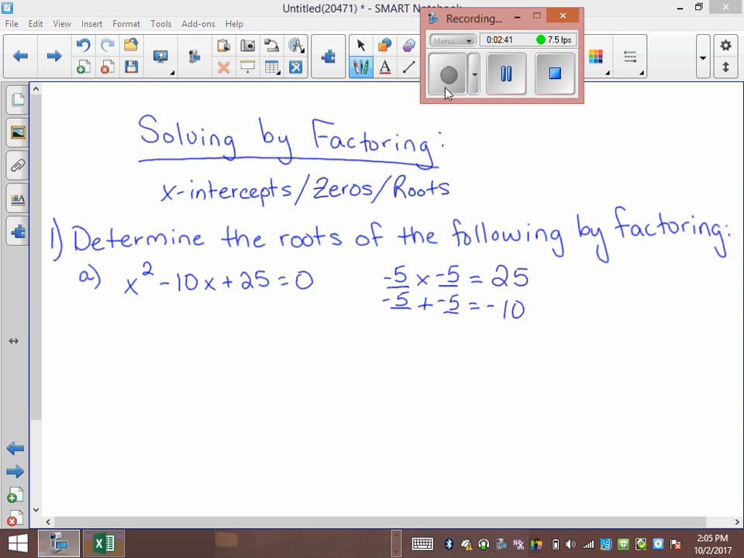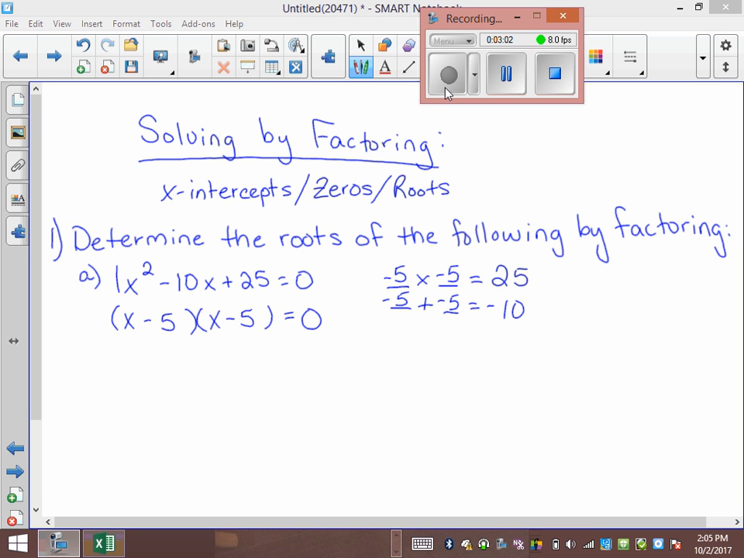Now I can go straight to brackets because I can do product sum straight to brackets because I have a 1 in front of the x squared. If I didn't have a 1 in front of the x squared, I'd have to do decomp. So I have x minus 5 and x minus 5. Technically, you have x minus 5 squared.